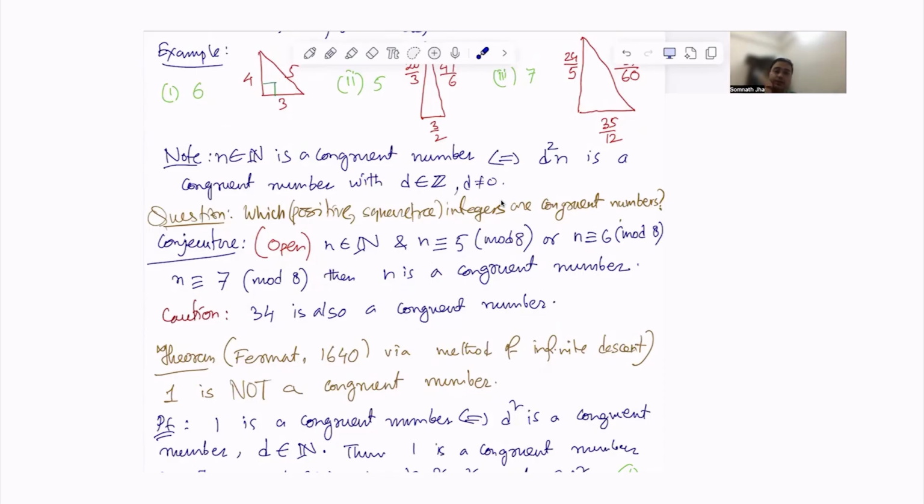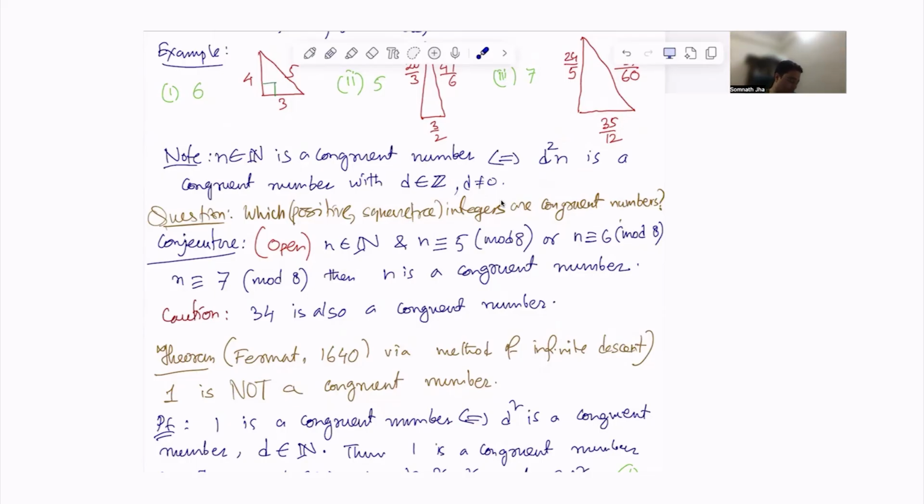And one thing was the scaling. So it's better to talk about square free positive integers when talking about congruent numbers, because 34, for example, is a congruent number. Scaling is important because n is a congruent number if and only if d square n is a congruent number, for any d in Z, d not equal to 0.